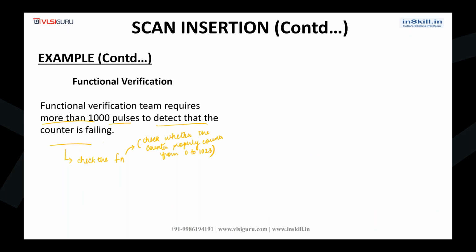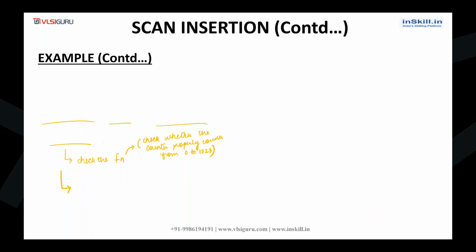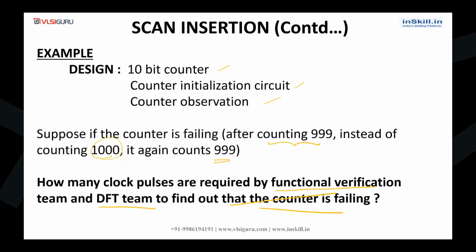So they check whether the counter properly counts from 0 to 1023. In this case, what is happening? The counter is actually failing at the 1000th pulse, because as we saw in the previous slide, at the 1000th pulse, after counting 999, instead of counting 1000, it again counts 999.